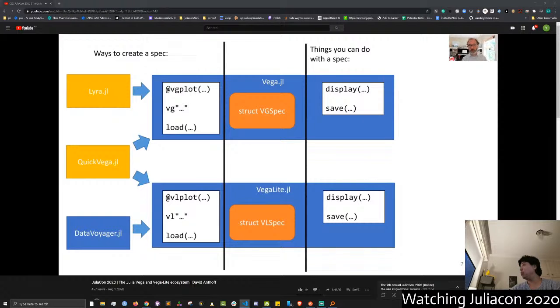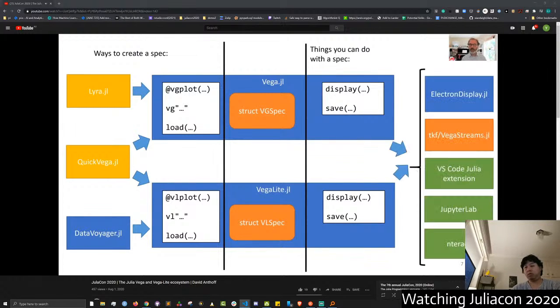On the right-hand side, things you can do with VegaLite specs is you can display them and you can save them to disk. The display story, though, is a lot richer than it looks here because the Vega ecosystem is tightly integrated with a whole bunch of downstream clients and packages for displaying plots that I will also cover later on.